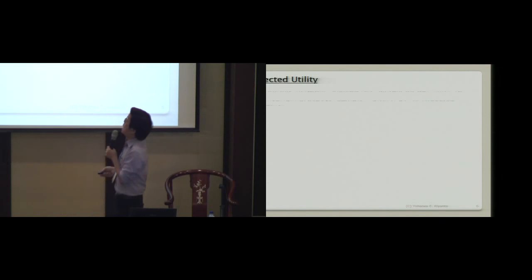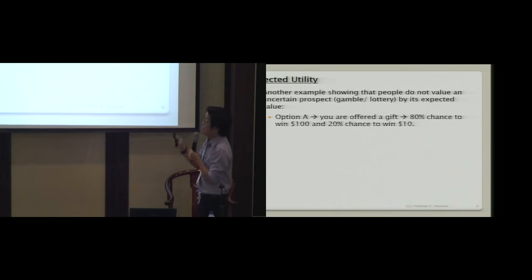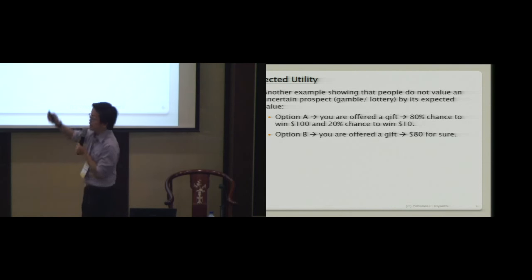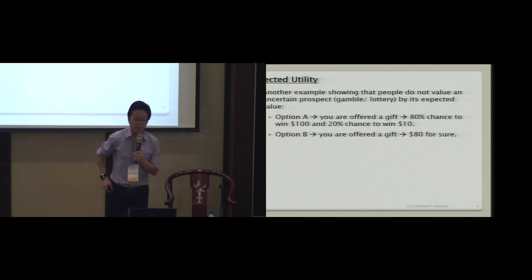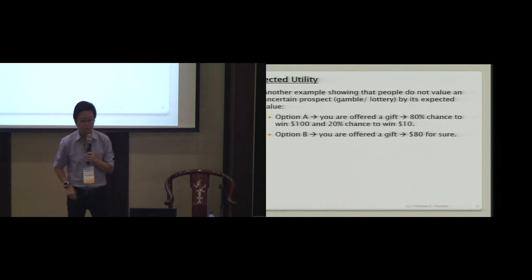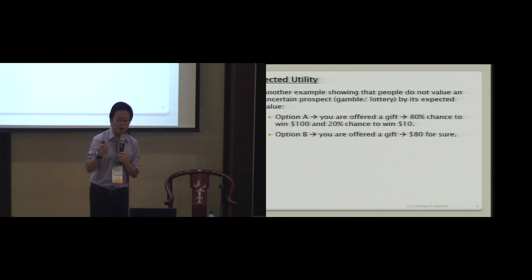Now, there are many other examples showing that people don't decide based on the expected value, like these gambles, for example. Option A, you are offered a gift. You get 80% chance to win $100 and 20% chance to win nothing. Option B, you are offered a gift. You get $80 for sure. When you ask people to choose, which one would they choose?